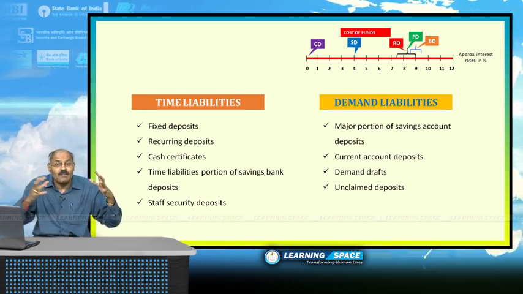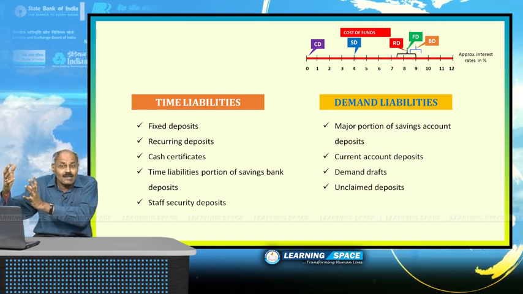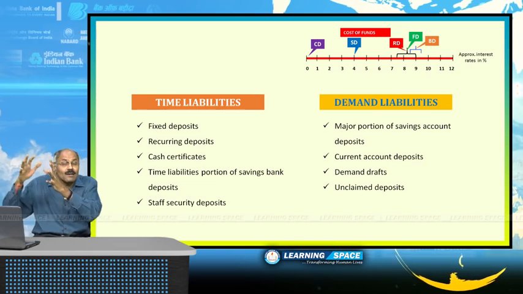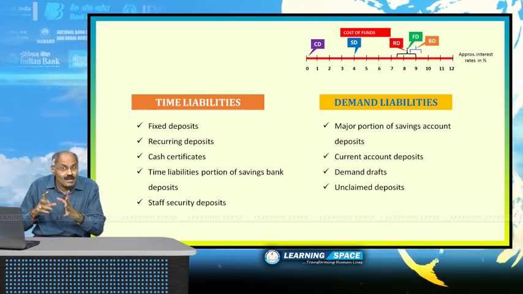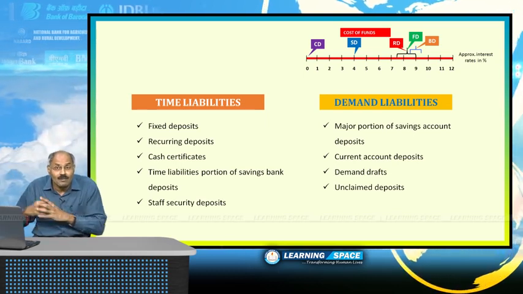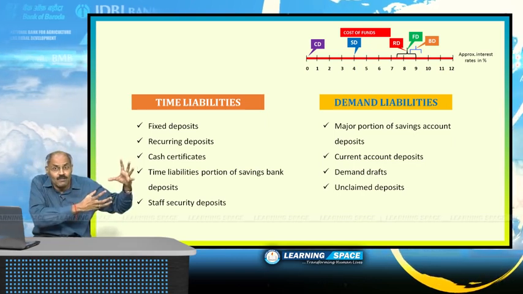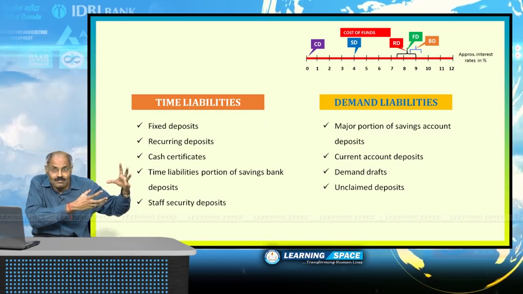The second difference between savings and current account deposits and fixed deposit receipts is that checkbook facility is not available for fixed deposit, recurring deposit and bulk deposits, whereas checkbook facility is available for savings accounts and current accounts.